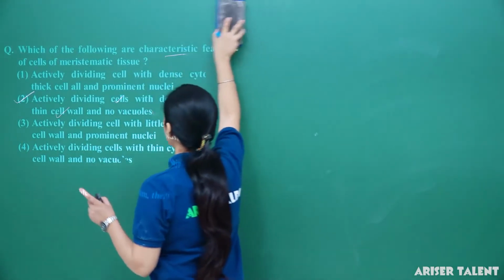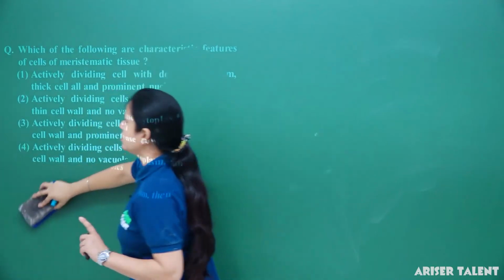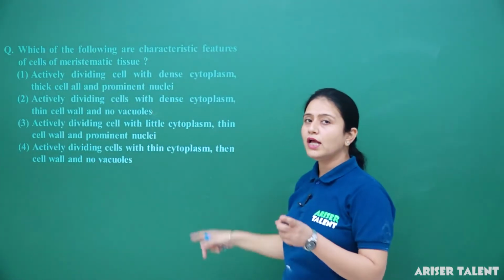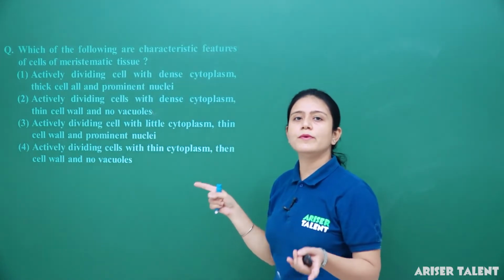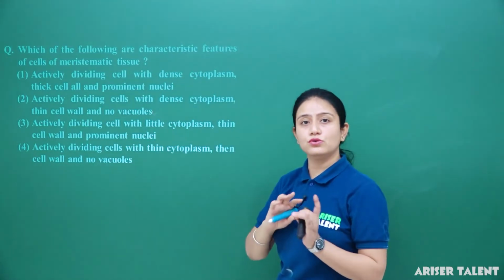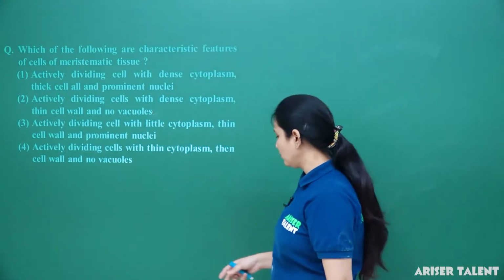And I explained why they do not have any vacuole, because the function of vacuole is to store food, and these cells of meristematic tissues do not store food because they divide continuously, so they do not need to store food.